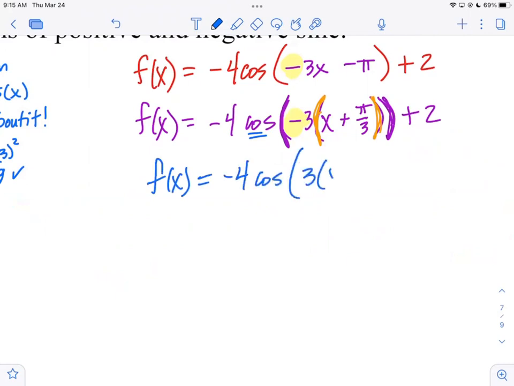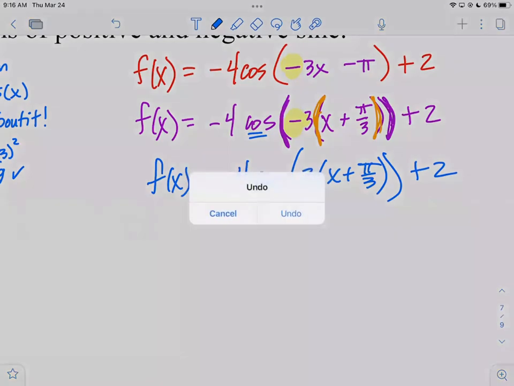And now we have a positive 3, x plus pi thirds, close, plus 12. Close plus 12, I said, which I meant 2, right? Why did I say 12 when there's a 2 there?